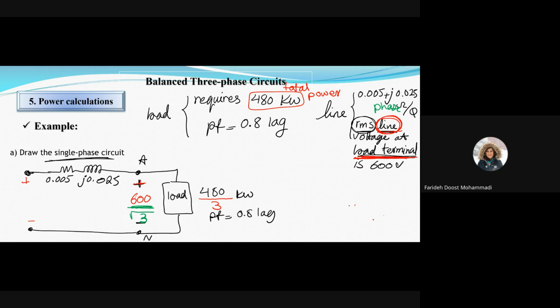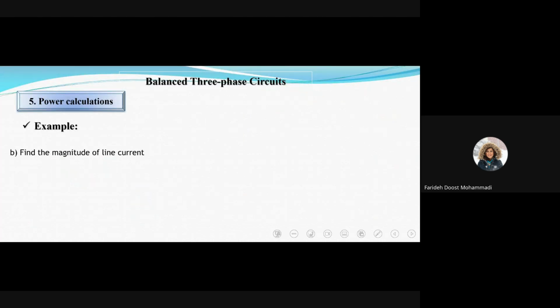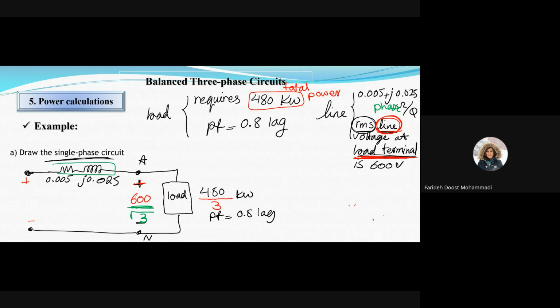Okay, so let's see what else we need to calculate for this problem. Here it is asking for the magnitude of the line current, so I need to solve for the line current magnitude. The interesting thing is that there is a little bit of confusion here that you have to understand. There are two line definitions. One line refers to an element, so this element is the line, right? And another line means the opposite of phase, so we have phase versus line. That line means line to line voltage or line current. But here line is the element, so you have to figure out which one it's referring to.